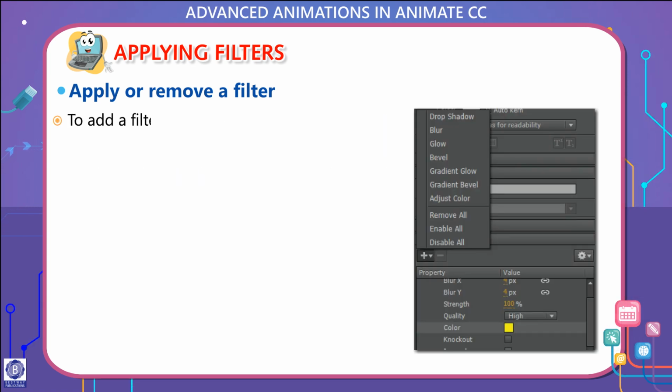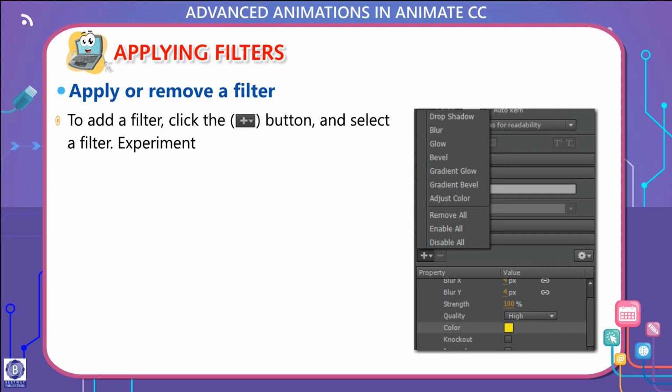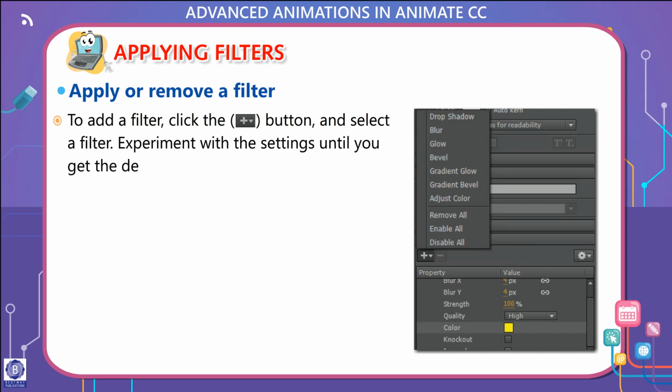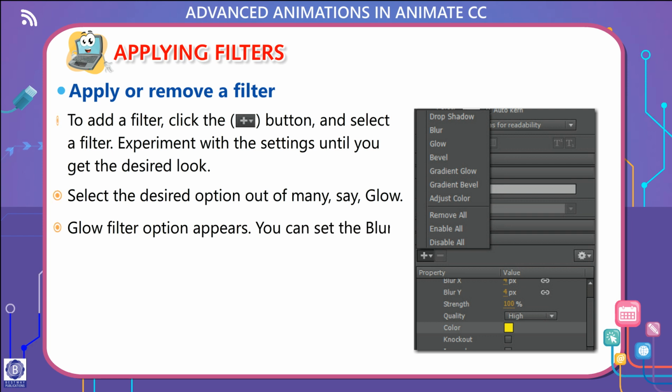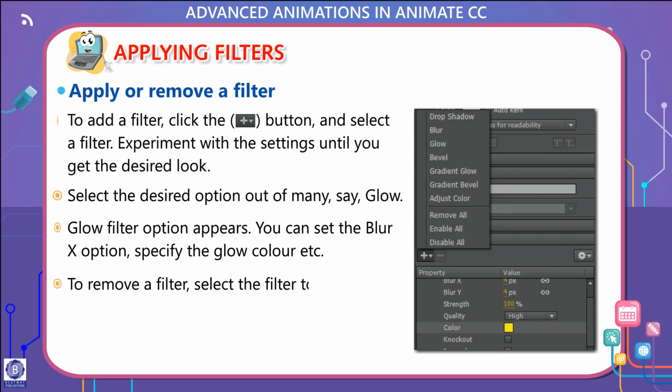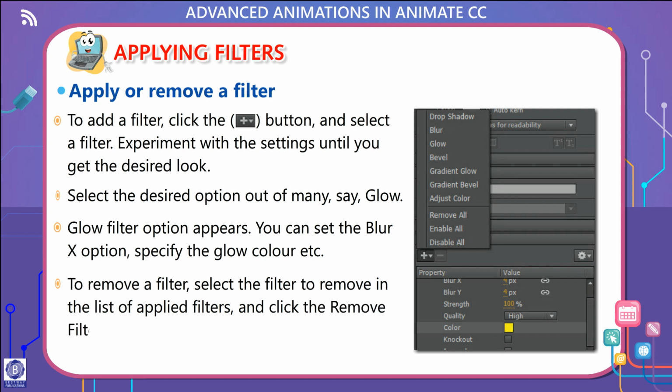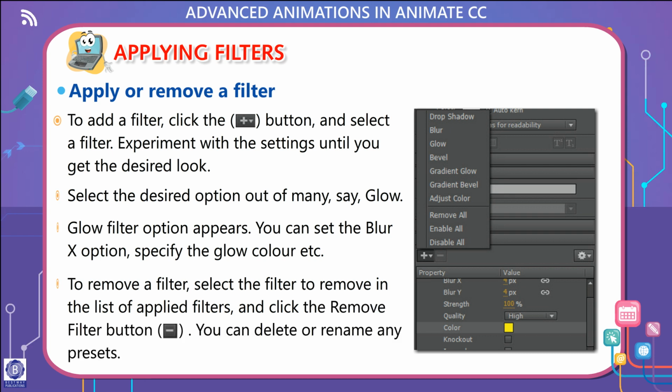To add a filter, click the add button and select a filter. Experiment with the settings until you get the desired look. Select the desired option out of many, say Glow. The Glow filter options appear. You can set the Blur X option, specify the glow color, etc. To remove a filter, select the filter to remove in the list of applied filters and click the Remove Filter button. You can delete or rename any presets.